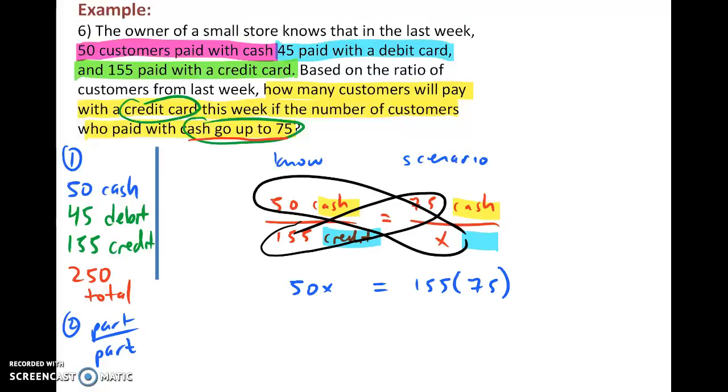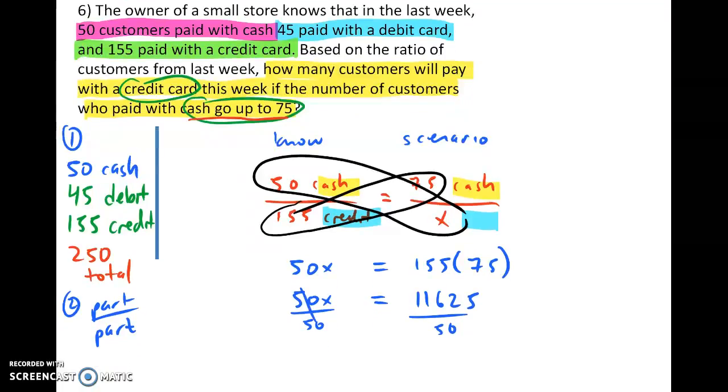Let's simplify our equation here. We have 50x equals 155 times 75. We get 11,625. Divide by the coefficient on both sides. This is going to divide to 1. We're left with 1x, which is just x. And 11,625 divided by 50 actually gives us 232.5 paid with credit card.